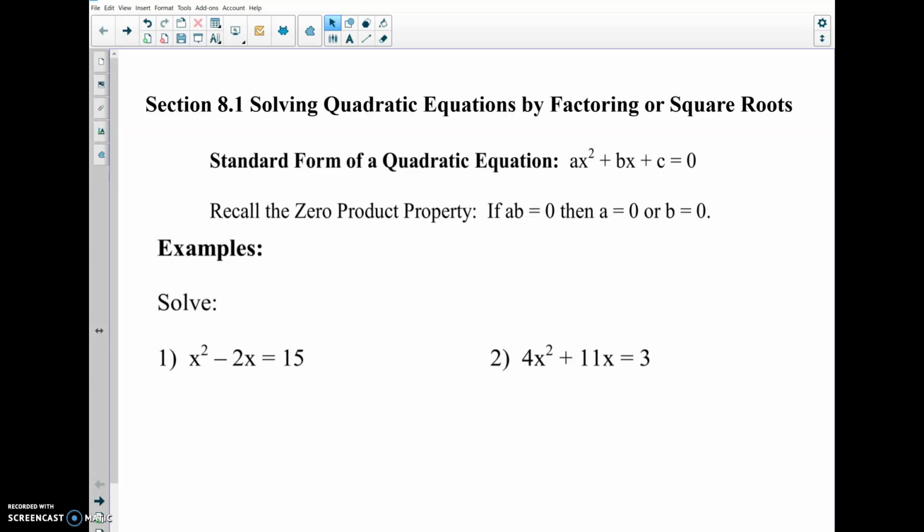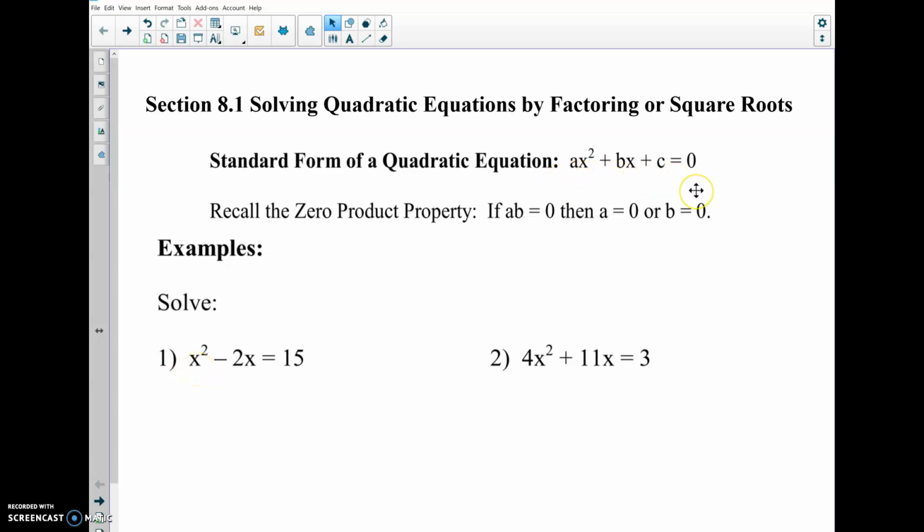Hey guys, so we're going to start Chapter 8 today. Chapter 8 is Quadratic Equations and Inequalities. We've done a lot of factoring quadratics. Quadratics meaning that there's a quadratic term, x squared, like right here in number 1. The standard form of a quadratic equation.